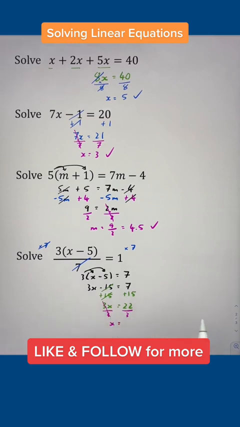I know 3 goes into 22 7 whole times, as 7 times 3 is 21. Remainder 1, and the remainder is over the same denominator. So my final answer is x is equal to 7 and 1/3.